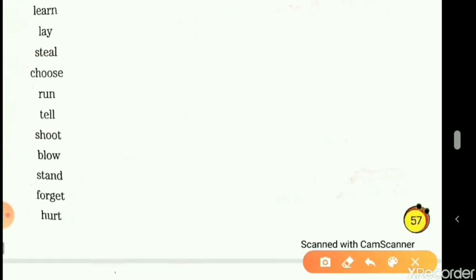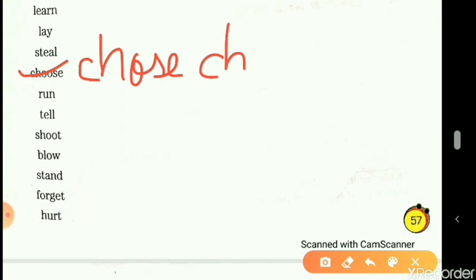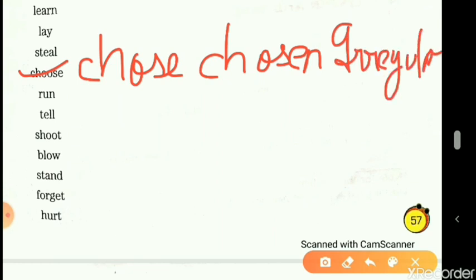Now students, the next example is choose. And the past is chose and the past participle is chosen. Choose, chose, chosen. We haven't added ed, so again irregular verbs.